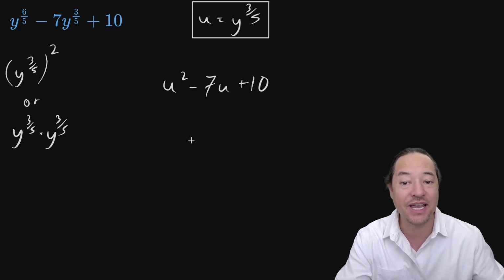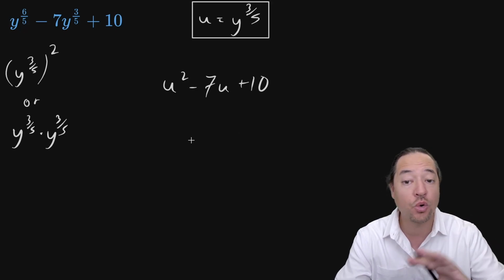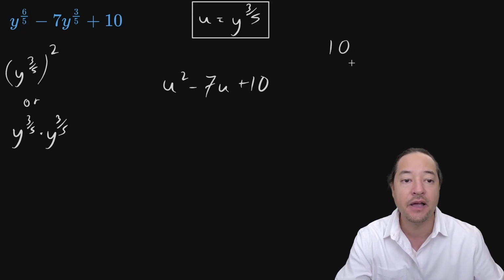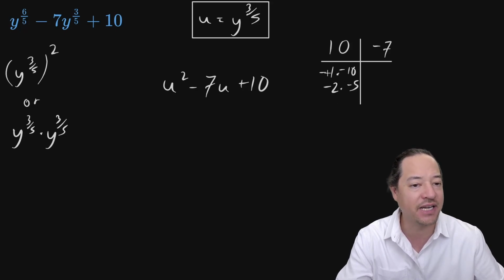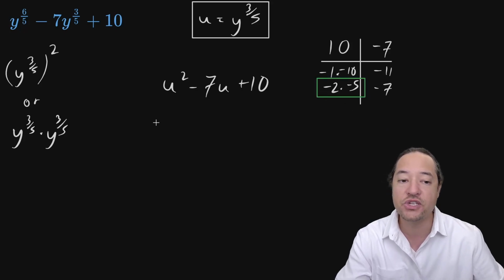plus a 10. Okay, so now we just have a normal quadratic expression that we can factor. We need to find the factors of 10 that add up to give us -7. What are our options? They must be negative, right? So -1 times -10, -2 times -5, and that's it, right? Of course, the first one gives us -11, but this one does give us -7, so that's what we're looking for. So we should get a u minus 2 multiplied by a u minus 5, okay?